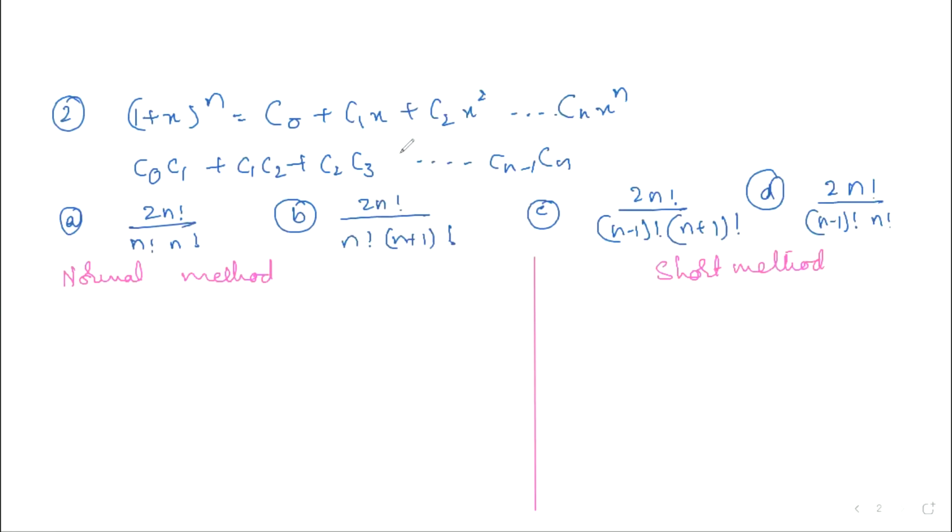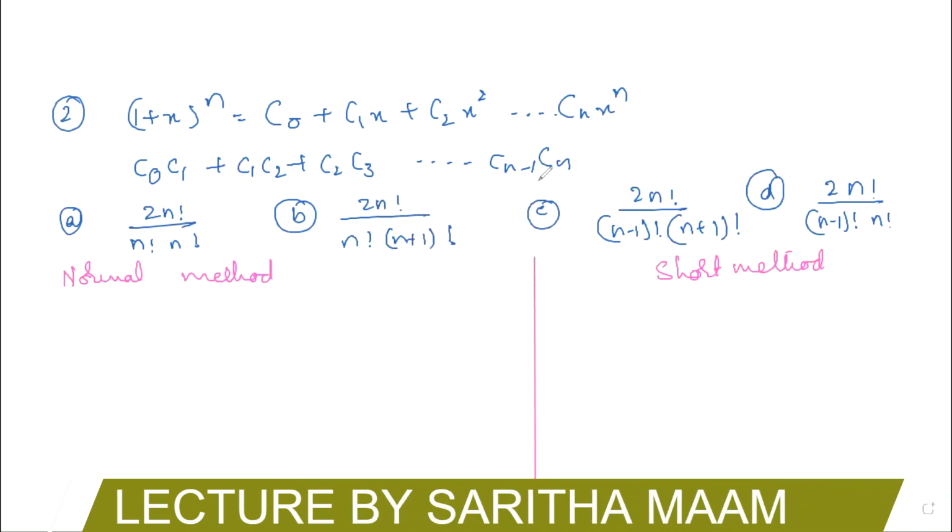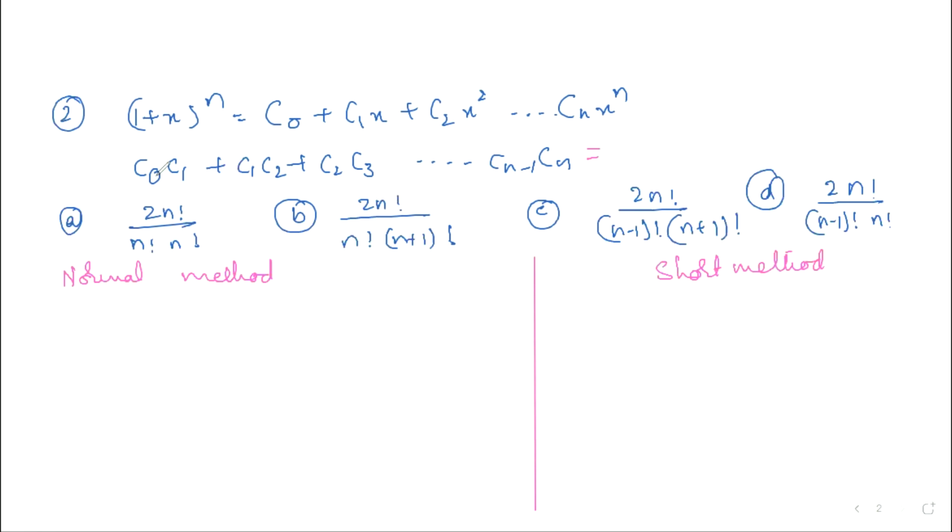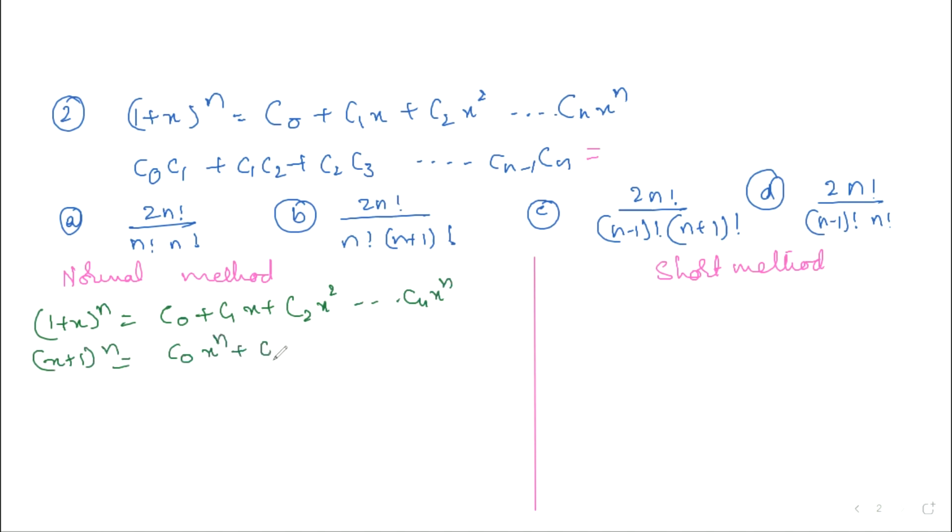(1 + x)^n is C0 + C1x + C2x² up to Cn xⁿ. So when we wanted to find the sum of the series C0C1 + C1C2 + C2C3 up to C(n−1)Cn, since it seems to be a product of two binomial coefficients, we would be considering two expansions. One is (1 + x)^n, written as C0 + C1x + C2x² up to Cn xⁿ. The other is (x + 1)^n, that is C0 xⁿ + C1 x^(n−1) up to Cn. So when we look at the terms, if C0 is to be multiplied with C1, that seems to be a term with x^(n−1).